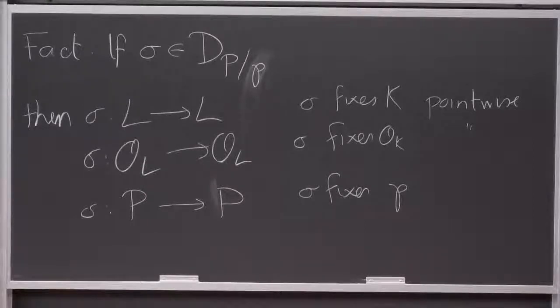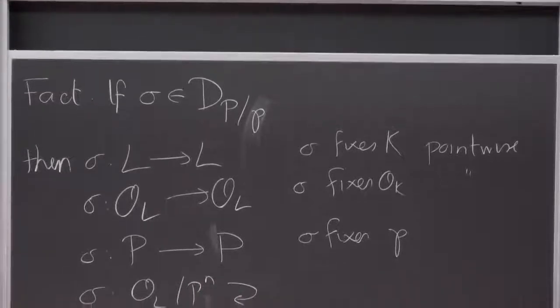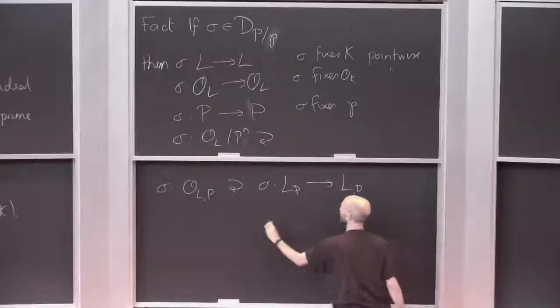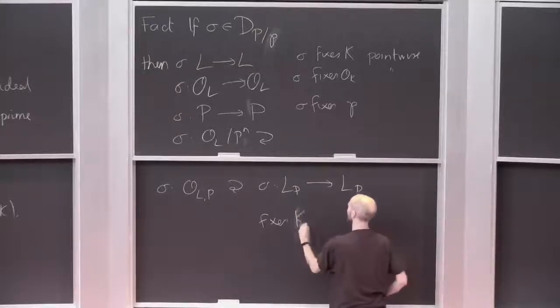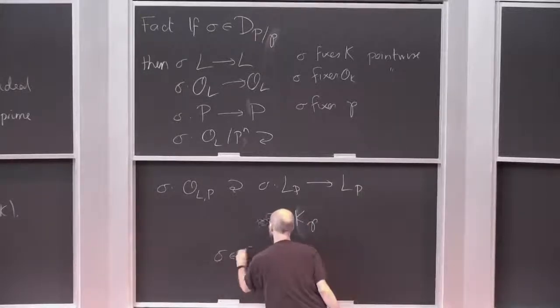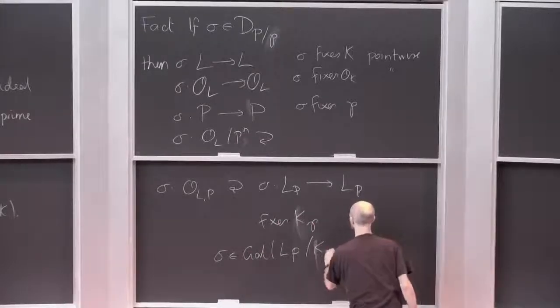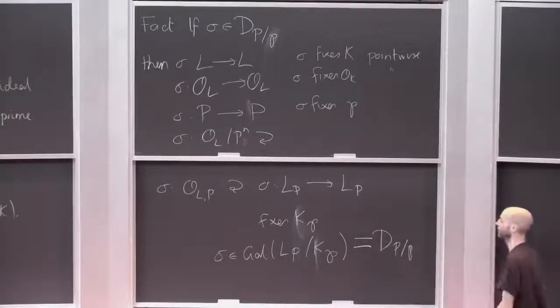So sigma goes from P to P, and so this is kind of good, right? So that means sigma induces a map from O_L mod P^n to O_L mod P^n. So sigma gets some map from the completion O_{L_P} to itself, and so sigma maps L_P to itself and fixes K_p. So you see, sigma is really in this Gal(L_P/K_p), right? And that turns out to equal D_P over p, in the sense that they're canonically isomorphic.